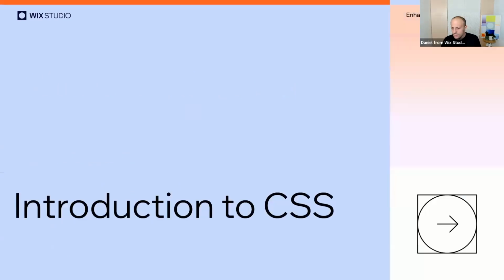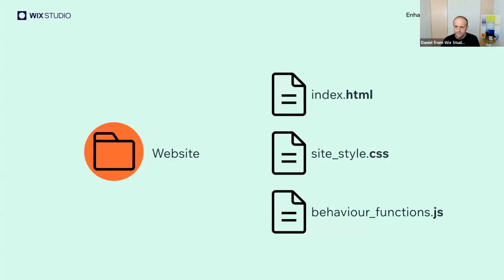Okay. So first of all, a small introduction to CSS. Basically, today, a website is composed of three main things. First of all, we have the HTML file, which contains all the content of the site. That means text, images, the elements themselves, buttons, everything is inside the HTML file.